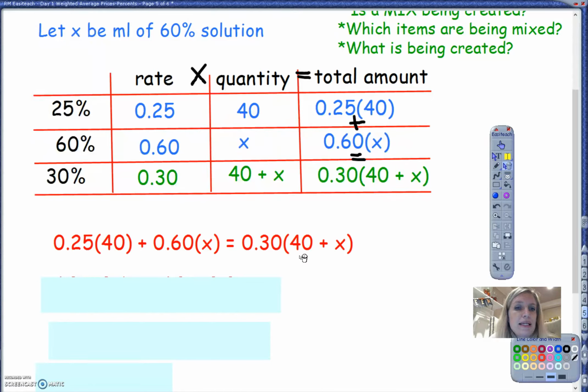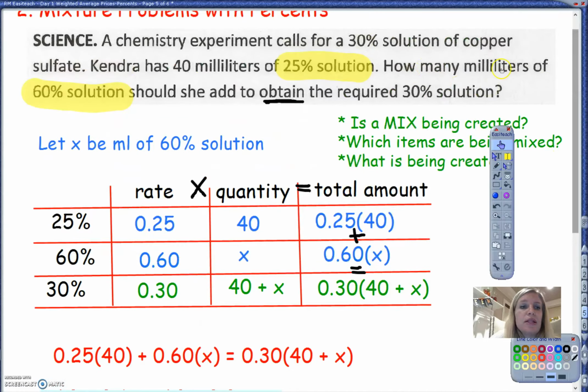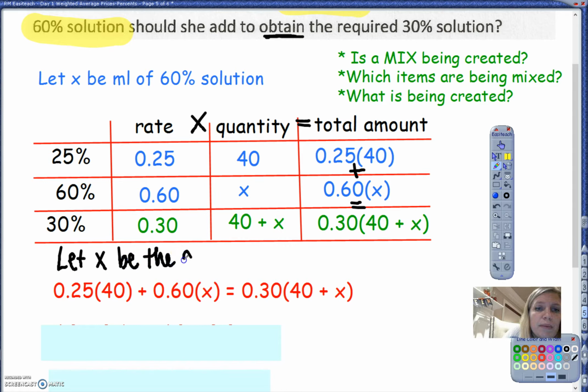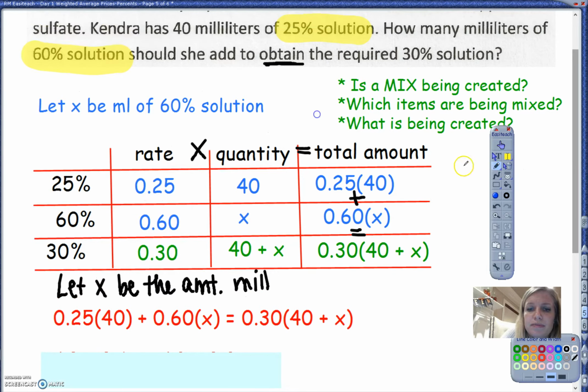Although I don't think we wrote a let statement. So it should say let X equal, and our question said how many milliliters of 60% solution. Let X equal the amount of milliliters. Milliliters, right? Just want to confirm. Milliliters of 60% solution. Sorry that it's so sloppy.